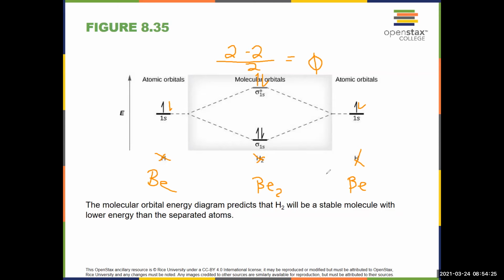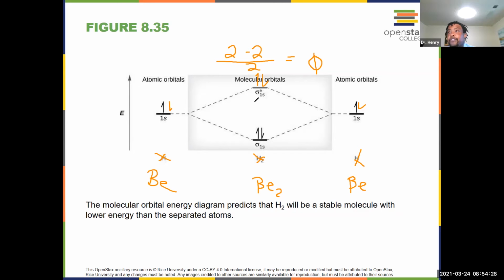Okay, so really easy. These are going to basically balance each other out. You're going to end up in that antibonding region, so you're not going to form a bond, and you're not going to form a stable molecule. Whereas in the case of hydrogen, we were able to form a stable molecule. We had a single bond there.